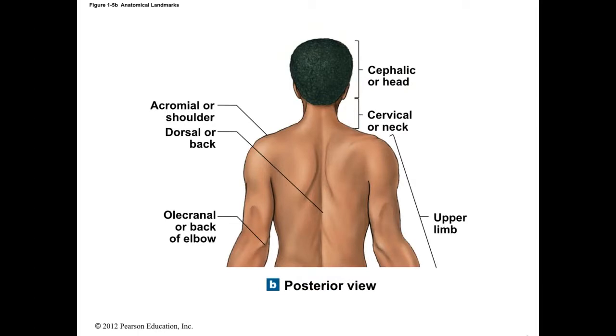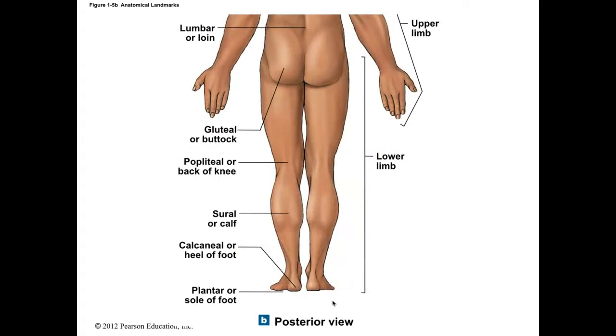The head is cephalic, the neck is cervical. The dorsum is the back. The highest part of the shoulder is the acromial. And the back of the elbow is the olecranon. So if you're leaning on your elbows, you're leaning on a bone called the olecranon process. So that's olecranal or olecranon. Upper limb is the same thing as the upper extremity. Lower limb is the lower extremity. So you can see the lower limb is everything from the thigh down to the feet.